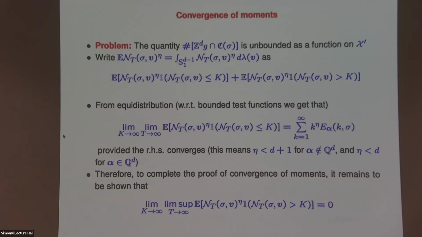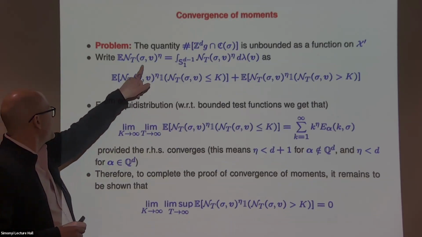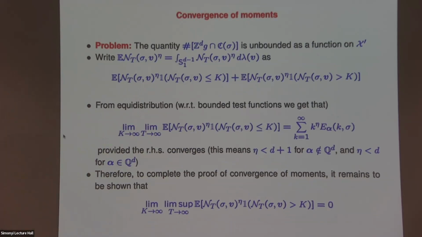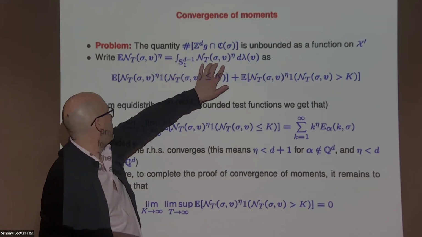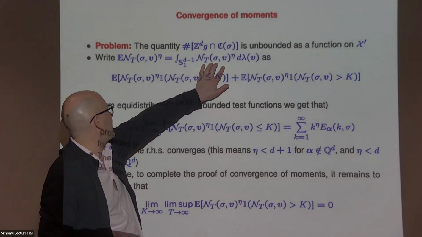Okay, so that's the convergence in distribution, but we are interested in the convergence of moments. In order to do that, as I said, we need to control the escape of mass. And how do we do that? Well, we want to work out this type of average.